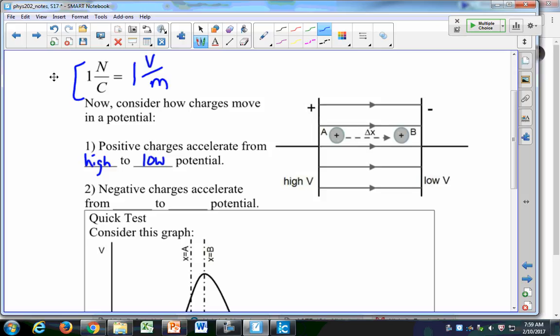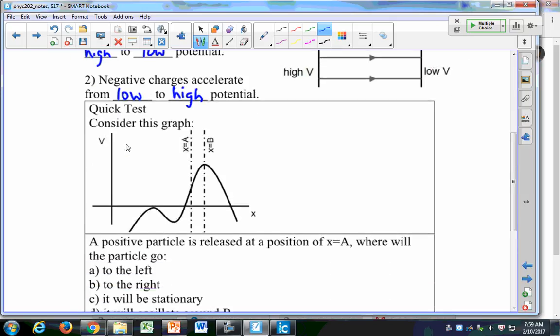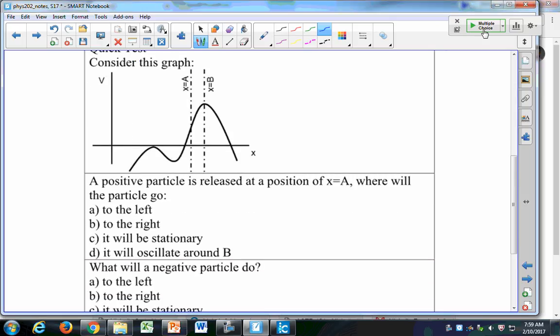Okay, negative charges, on the other hand, accelerate from low to high. See, I can't even, you've got to think about high. And this is going to bring up an interesting thing that we can do with charges. We can move them around. We can create little potential wells where we can capture charges and make them stay in a particular place. Well, let's try these questions first, and then we'll talk about that.